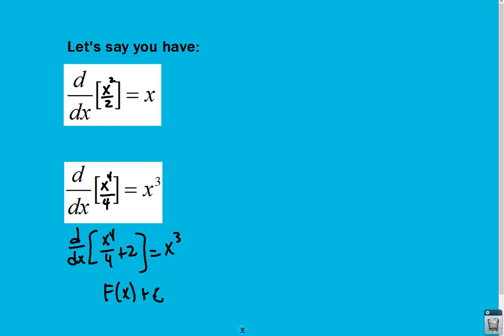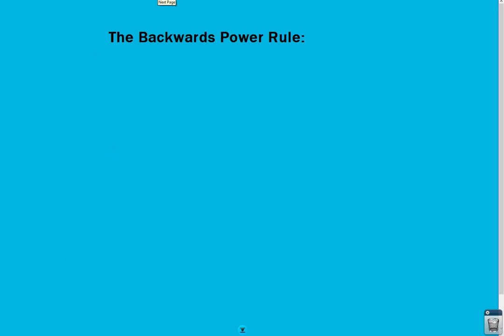So then we have what is called the backwards power rule. If I were to take the area under the curve of some function written in the form of x to the n with respect to x, remember how when we took the derivative, we would have the derivative of blah with respect to x? Now this just means we're integrating our function with respect to x.